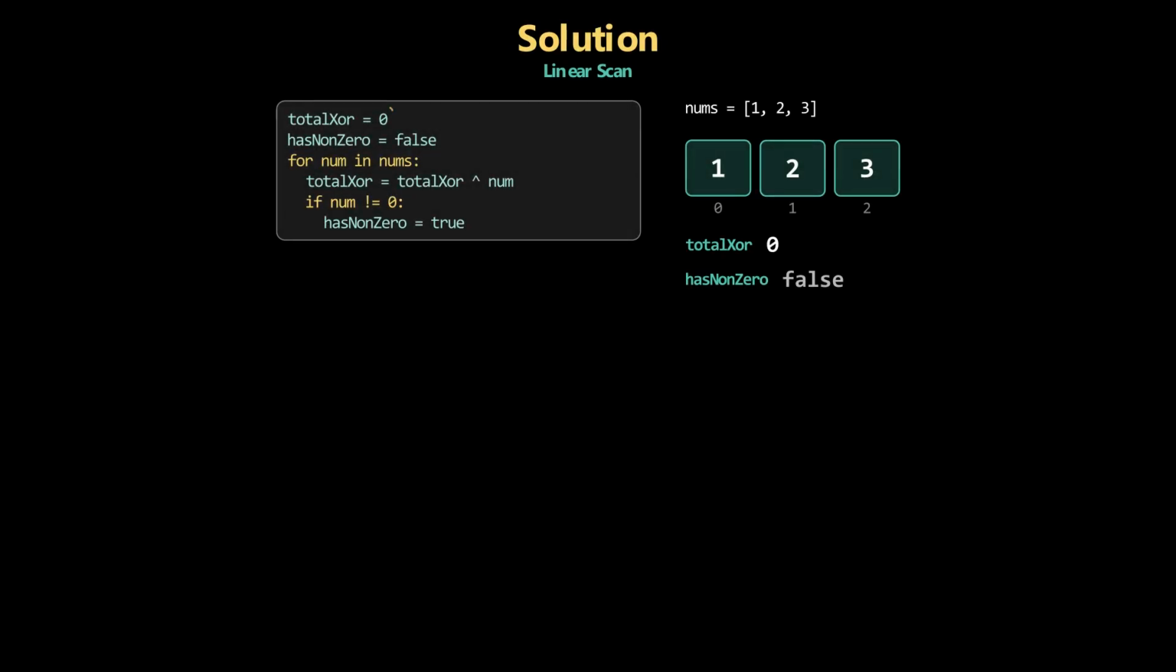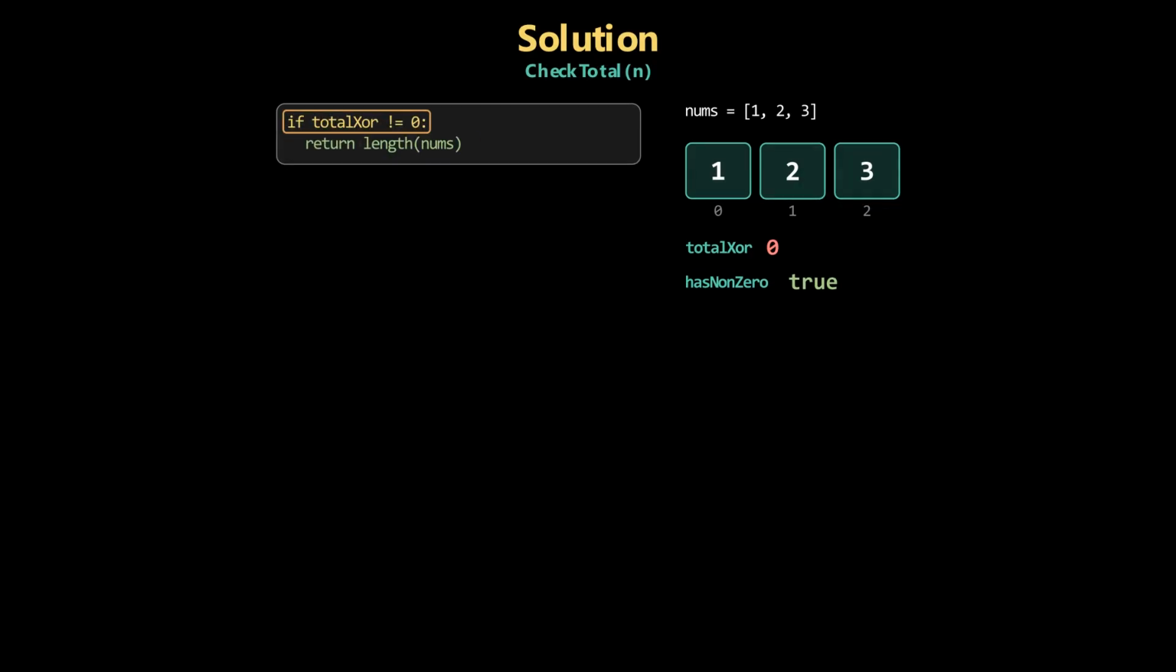We begin with a single pass through the array. In this single loop, we accumulate the total XOR sum of all elements while simultaneously tracking if at least one non-zero number exists. With our loop complete, we first check if the total XOR sum is non-zero. If it is, taking the full array works, and we would return length n. But here, the sum is 0, so we move to our next check.